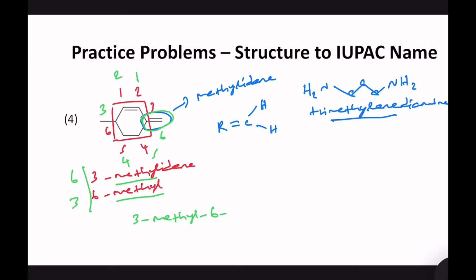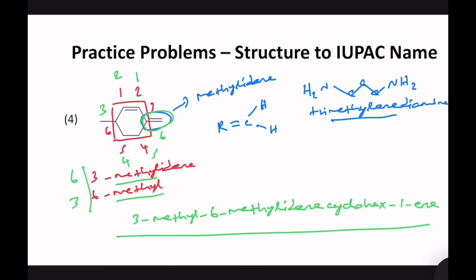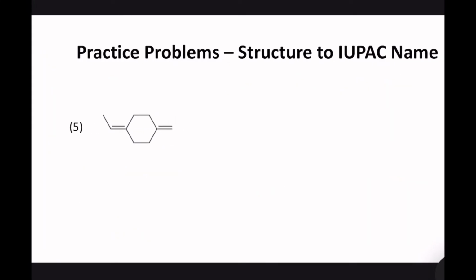(6-methylidene)cyclohex-1-ene. That is the correct IUPAC name for this molecule. Let us look at example number 5.